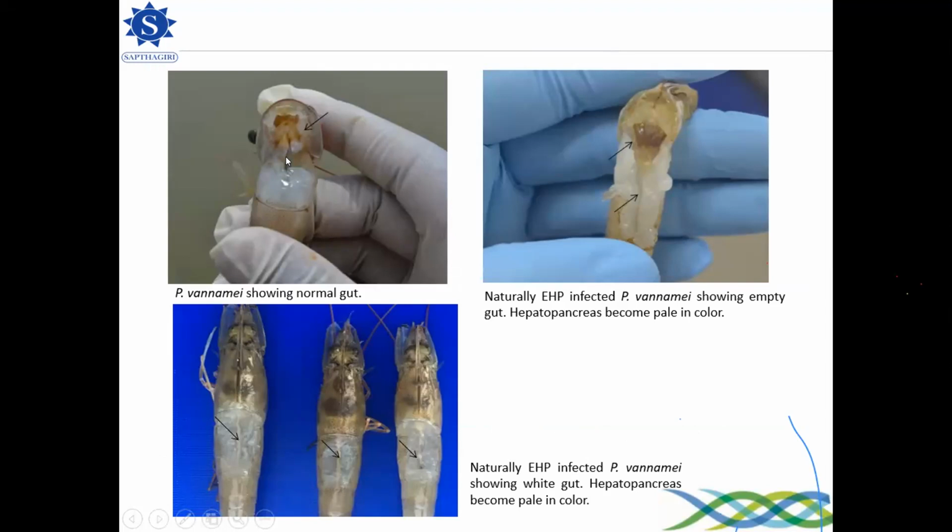If there is any white coloration or any gap, or some white fecal matter floating, or watery gut, we call it watery gut, and that means there is a possibility of EHP infection. Once the EHP infection starts, the gut becomes empty and watery, and then all the reserve fat cells almost become sloughed off. That's why the white color is forming.